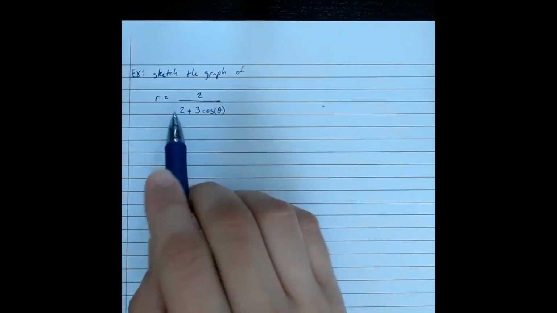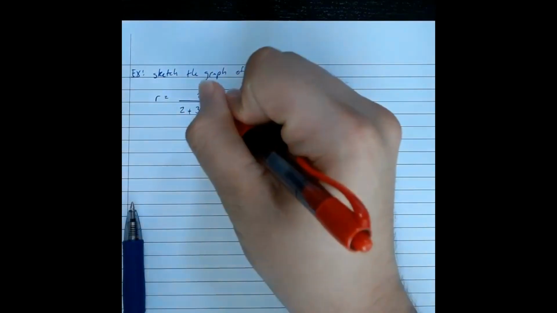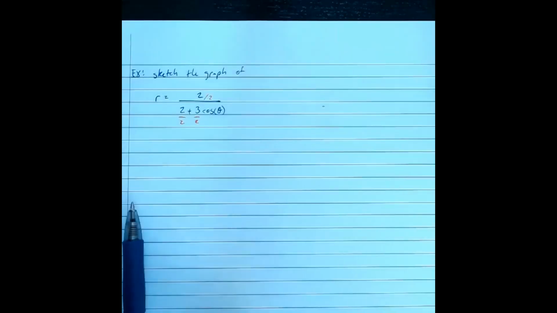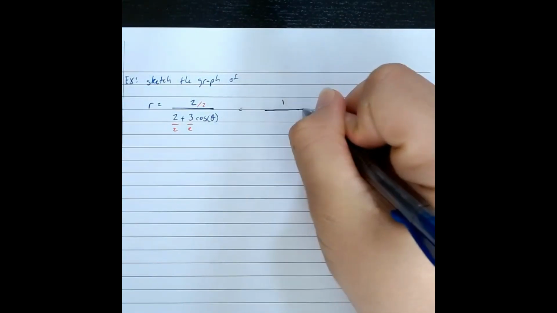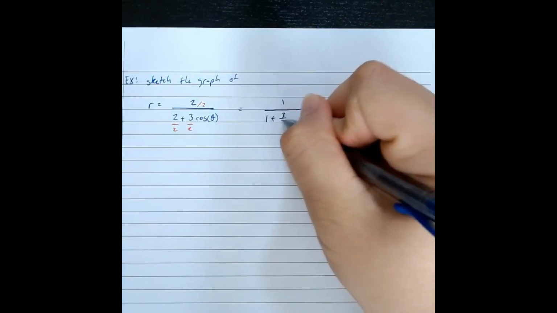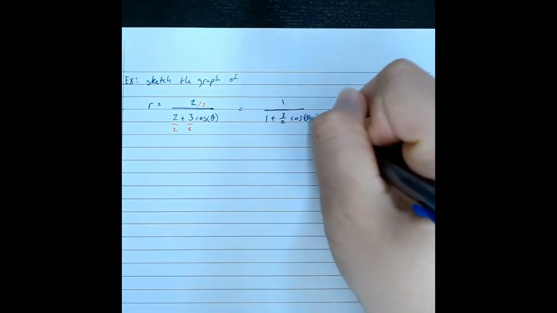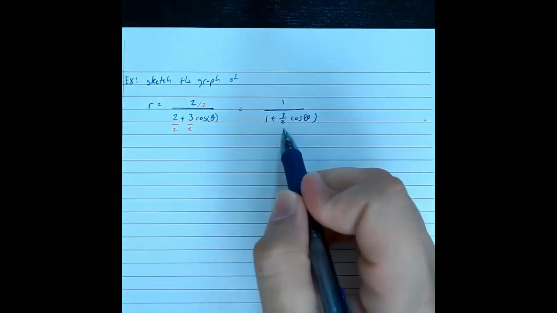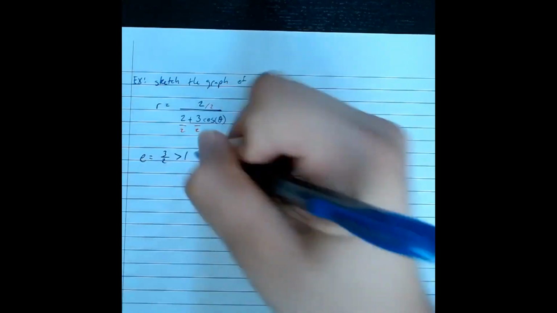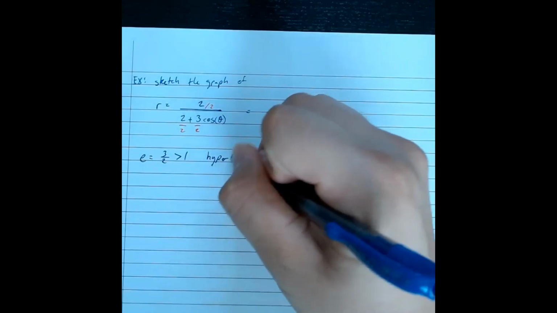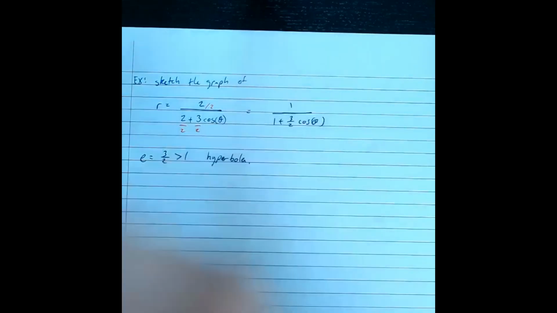All right, so let's give that a try. Note we want this to be the number 1, so before anything else starts, we're going to divide everything by 2. So this will give us 1 over 1 plus 3/2 the cosine of the angle theta. Okay, so here that means your eccentricity is going to be 3/2. And so since that eccentricity is greater than 1, that means we're going to have a hyperbola.